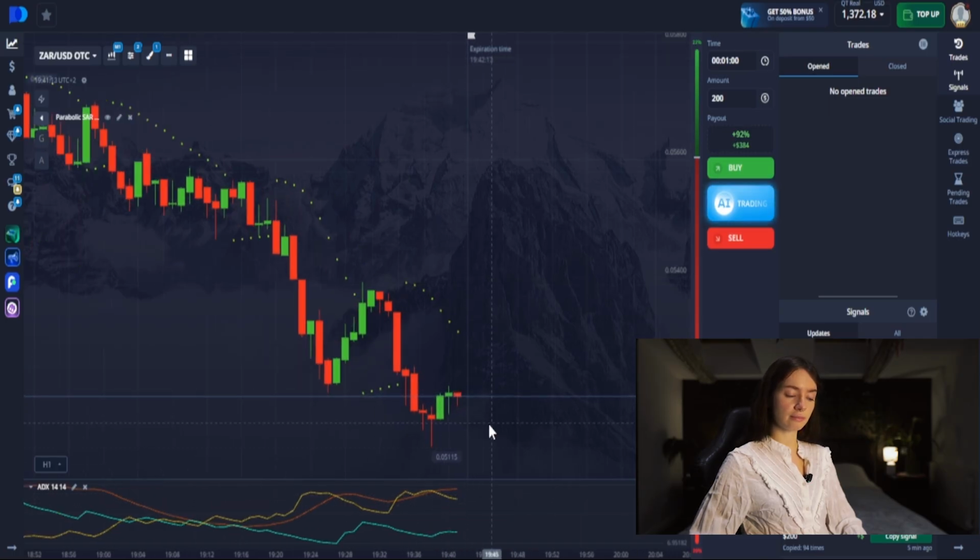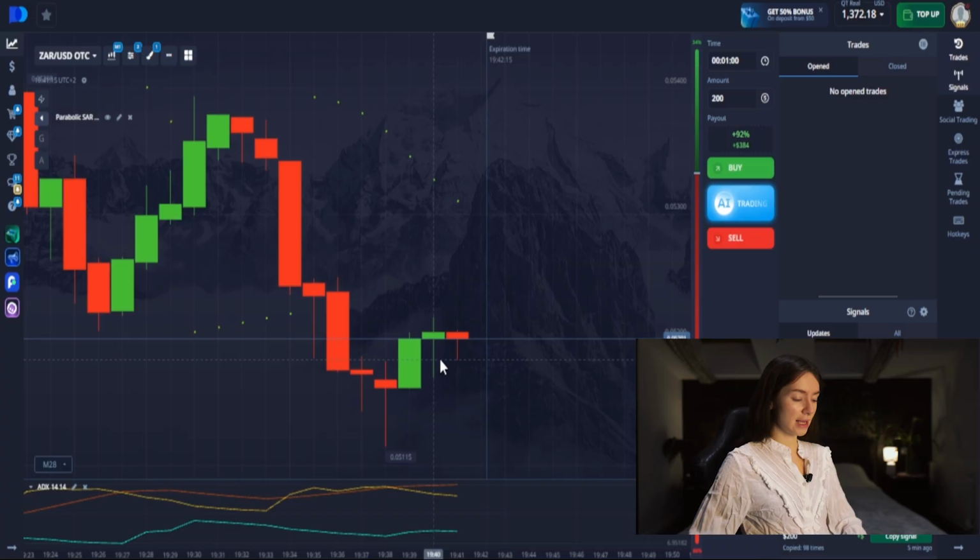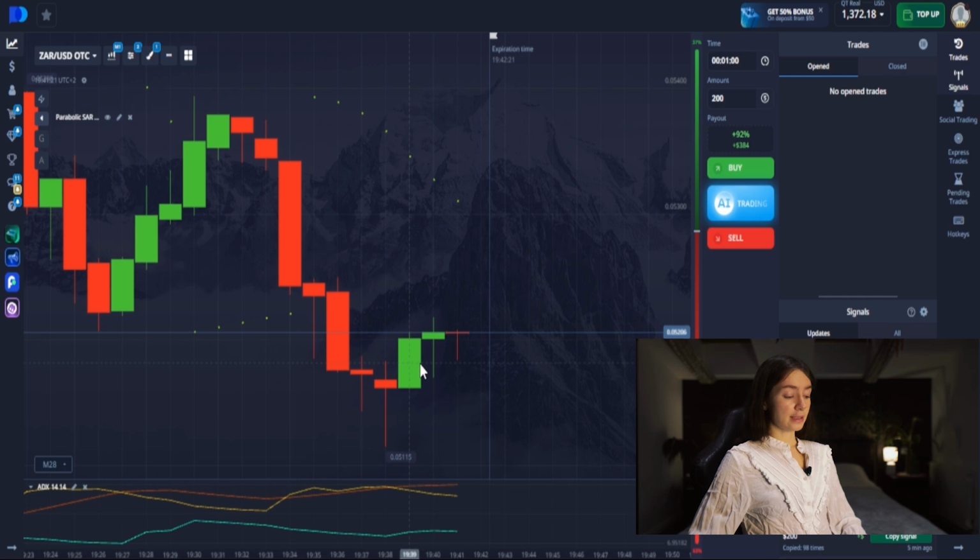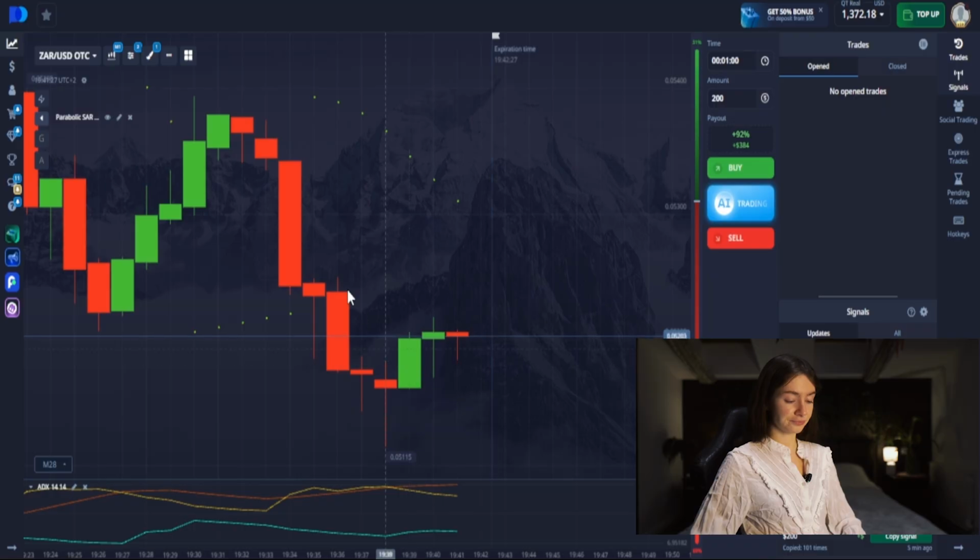Indicator shows entry is possible. Important to decide whether to buy or sell. Price is flat enough, but I'll wait to sell. Look, candles for selling form. I'll wait for the right moment and open a sell.